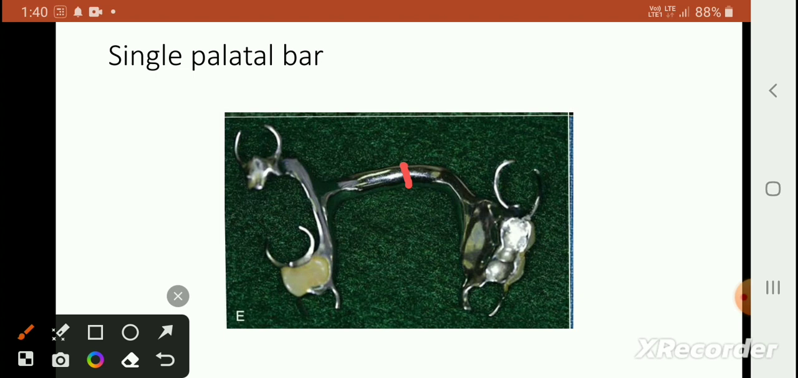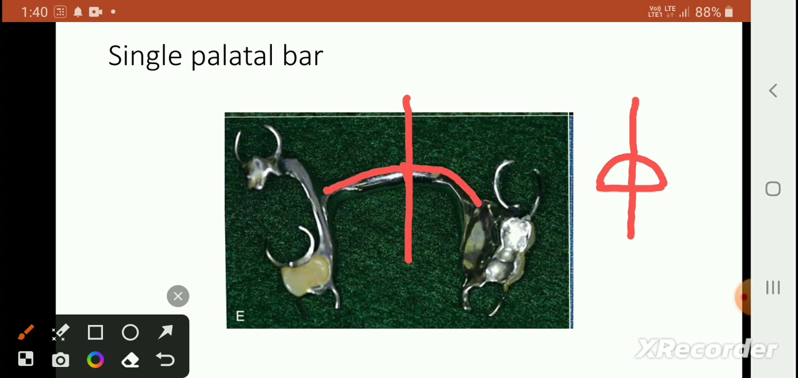It is narrow and half oval, with the thickest point at the center. When we see it in cross section, it is half oval in shape, and this is the thickest point. The thickest point is present at the center. It is half oval in shape, and it derives least support from the palate.